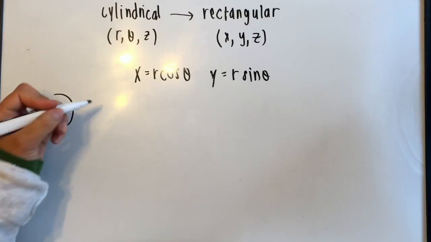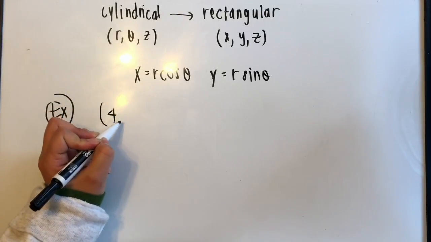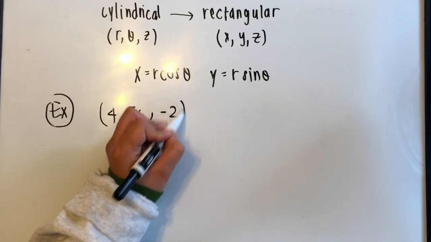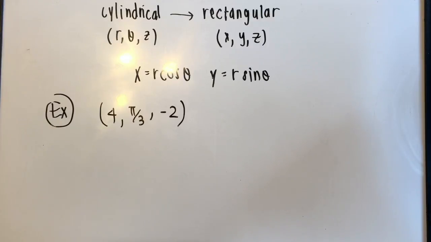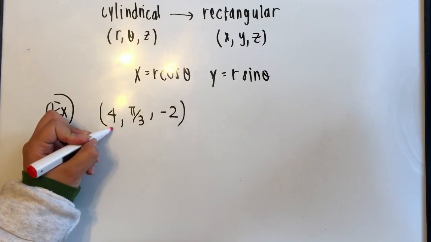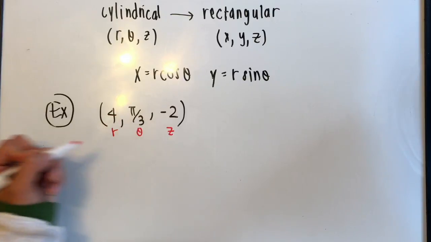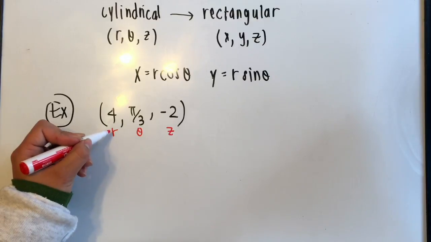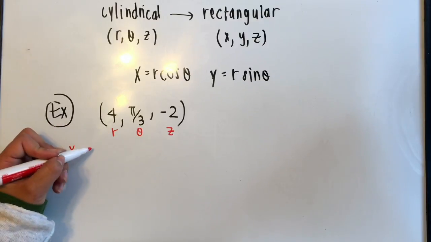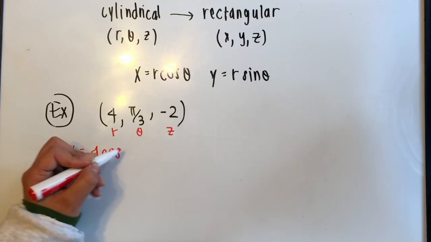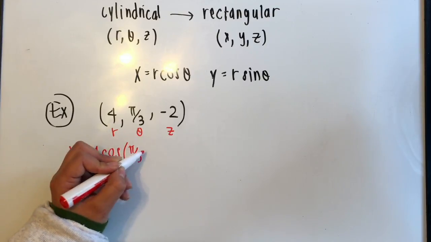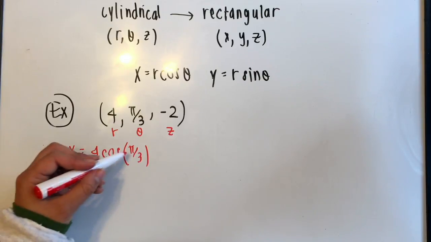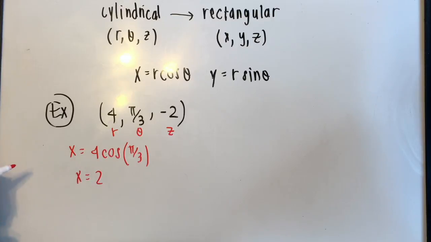Okay, so for example, we have the point 4, pi over 3, and negative 2. So this is our r, this is our theta, and this is our z. So in order to get our x, we just plug in our r and our theta. So we get 4 cosine of pi over 3. So our x, this equals 1/2 times 4, which is 2.